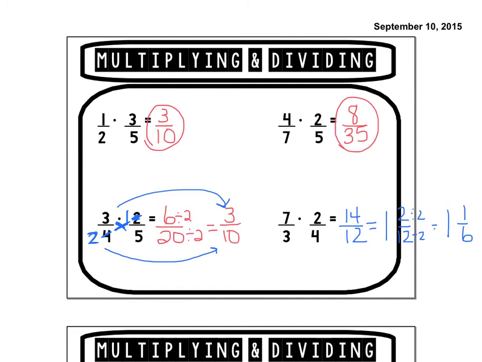Or we can look at the beginning. 2/4 is the same as 1/2. So then if we multiplied, top times top would give us 7, bottom times bottom would give us 6, which reduces down to 1 and 1/6. So you'll notice that no matter what, we get the same answer. It's just how you prefer to do it.